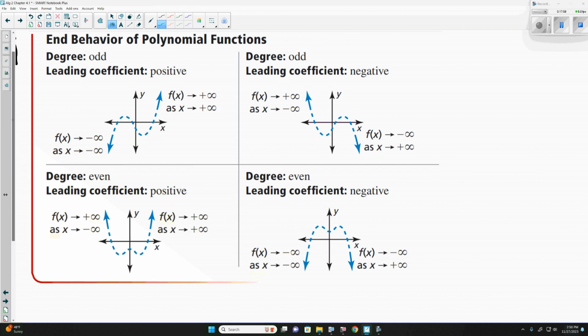End behavior of polynomial functions. Now, when we talk about end behavior, what we're talking about is as the function increases to the left and to the right, the value of y, or what the value is going to equal, is going to do one of 4 things. Arrows. It's either going to go up or down.